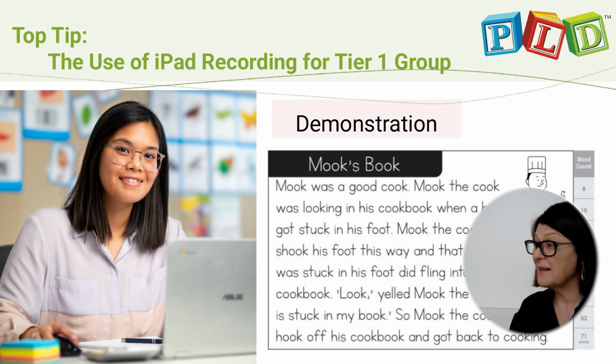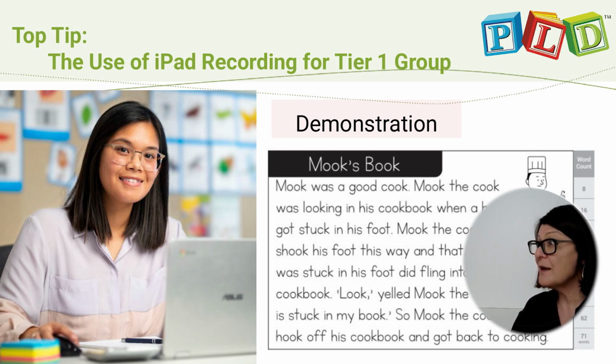Before we go any further, let's just check your sentence started with a capital letter, and also that's the name of someone, Mook, so put your capital letter in. Was a cook, full stop. Mook, the cook, was looking Mook, the cook, was looking. Mook, the cook, was looking.